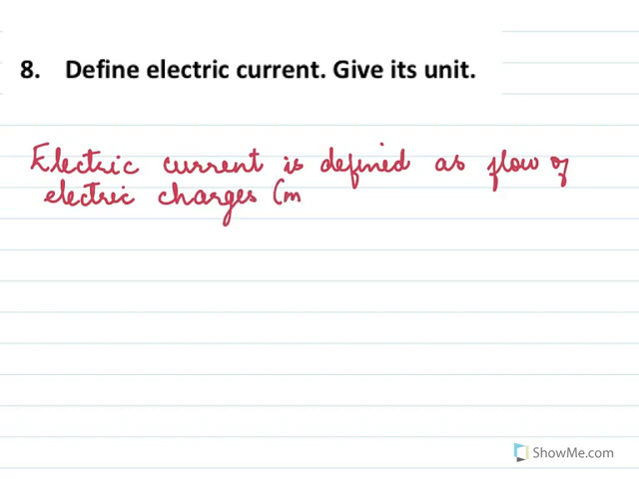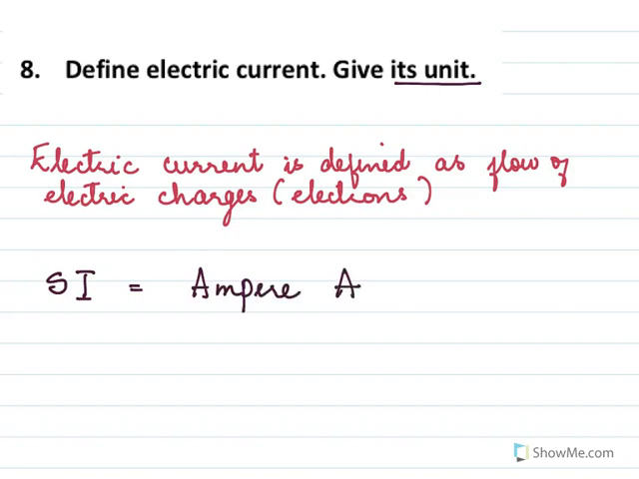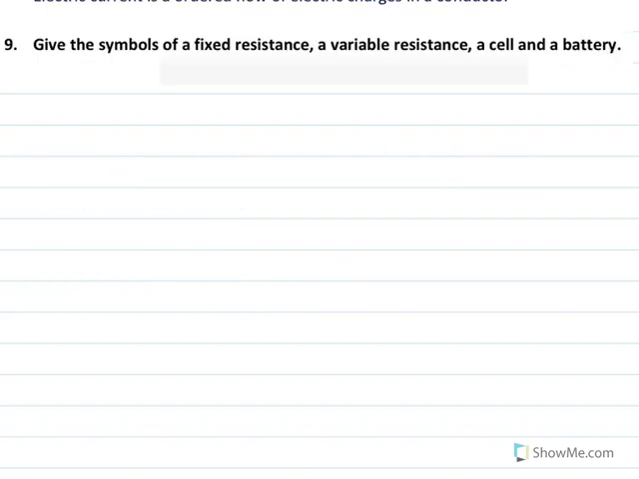In solids, they are electrons. And the SI unit of electric current is ampere, denoted as A. Give the symbols of a fixed resistance, a variable resistance, a cell and a battery.